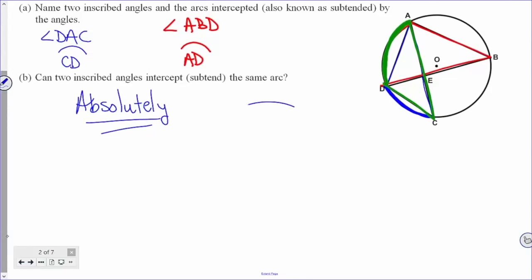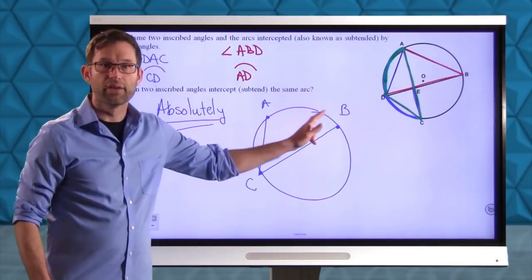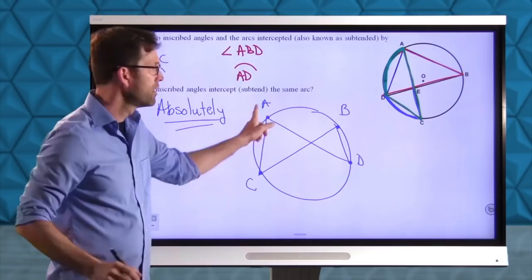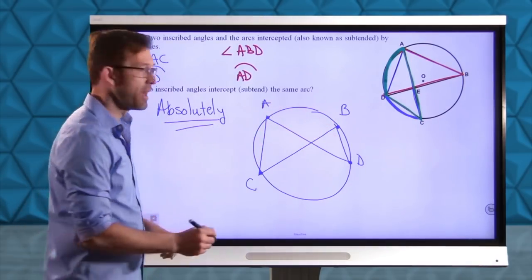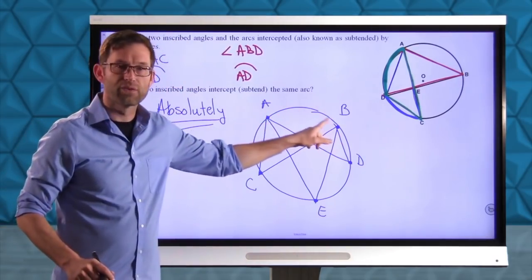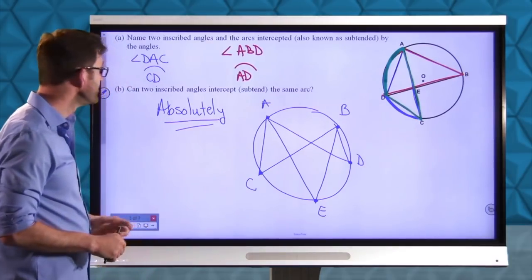I mean, if you think about it, if I took a circle and I just put 2 points on it, let's say A and B, and then I chose a third point over here, C. Well, that angle, that inscribed angle, intercepts arc AB. But then if I took another point over here, D, and I intercepted that, then that would also intercept that. Doesn't have to just be 2. We could have point E down here, and that inscribed angle intercepts that arc. So yes, absolutely. And that's important.